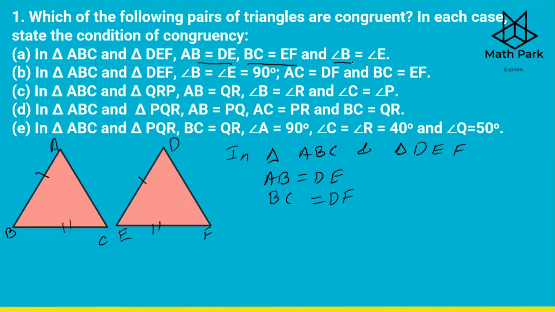Next we are given angle B is equal to angle E. So you are given angle B is equal to angle E, and these all are the things given. Direct question. It is a direct question. So in the first question, we are just understanding all the congruence criteria which are important.